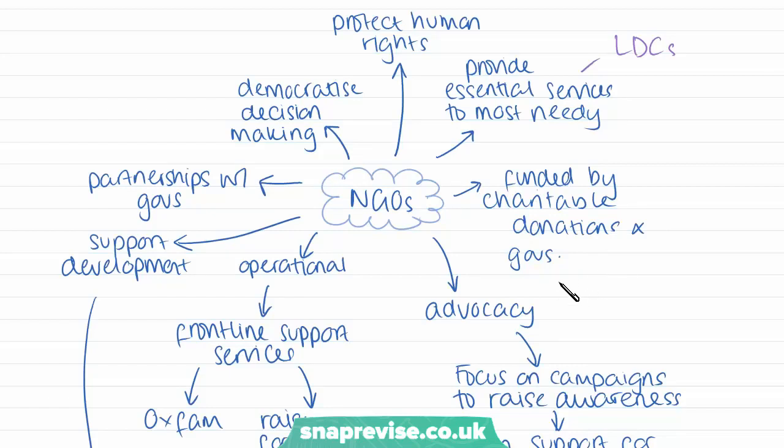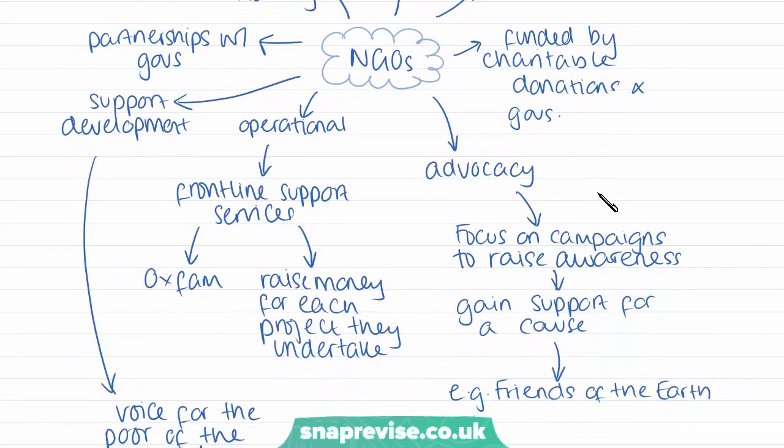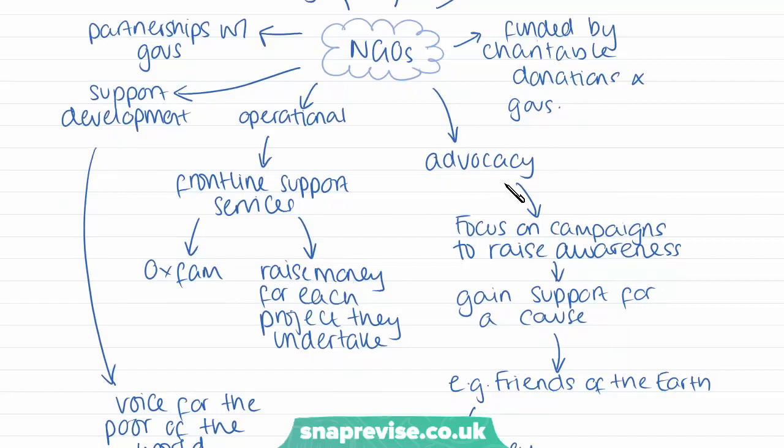And there are two different types of NGOs. They are called advocacy NGOs and operational NGOs. Both of these types are funded by donations and government donations as well, but there is a distinct difference between the two. Operational NGOs provide frontline support services to the neediest people on Earth. An example of an operational NGO is Oxfam, who you might have heard of, and they tend to raise money for each project that they undertake.